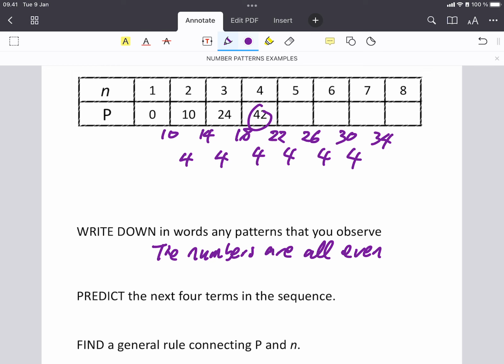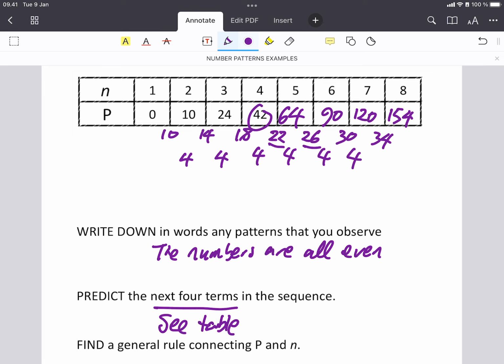So 42 plus another 22 would make the next one 64. 64 plus another 26 would make the next one 90. 90 plus another 30 would make the next one 120. And 120 plus 34 would make the next one 154. So predict the next 4 terms in the sequence. I've just done that. See table.